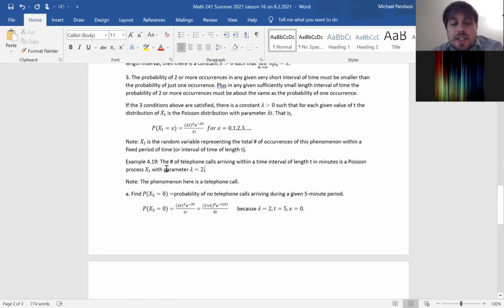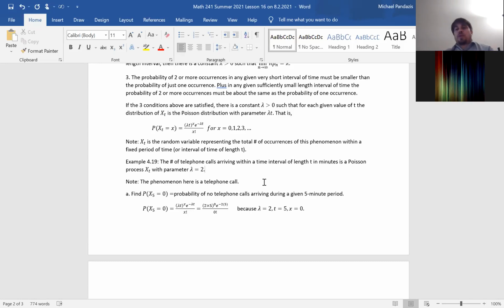Yeah. Okay, so example 4.19, you have the number of telephone calls that arrive within a time interval of length t in minutes, right? So let's say you had 10 minutes, right? Is a Poisson process x of t with parameter lambda equals 2. So what that's saying is that let's say t equals 10. So x sub 10 would be a Poisson random variable, which would represent the number of telephone calls that arrived in any time interval of length 10. Does that make sense?